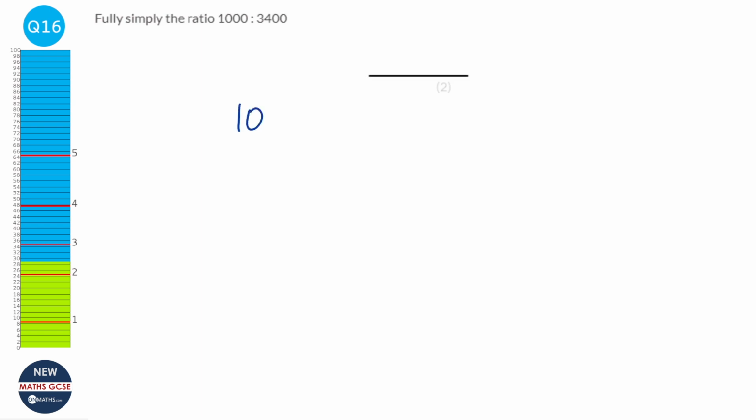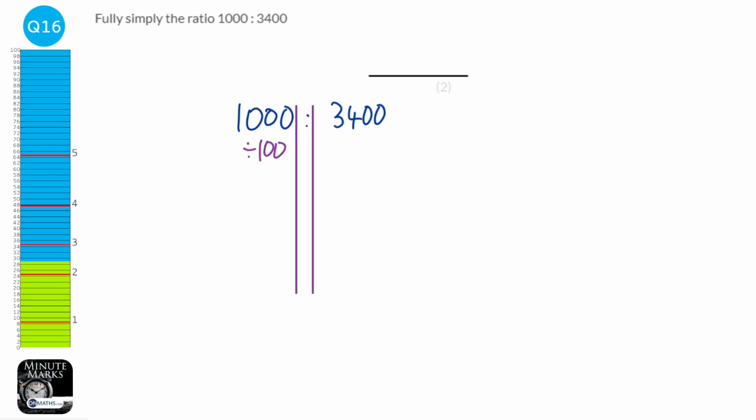So when simplifying ratio, it's very similar to simplifying fractions, but instead of having to do the same thing to the top and bottom, you have to do the same thing to the left and right. So I'm going to start here by dividing both sides by 100, because I noticed they both have 2 zeros at the end. So that'll give me 10 here and 34 here.